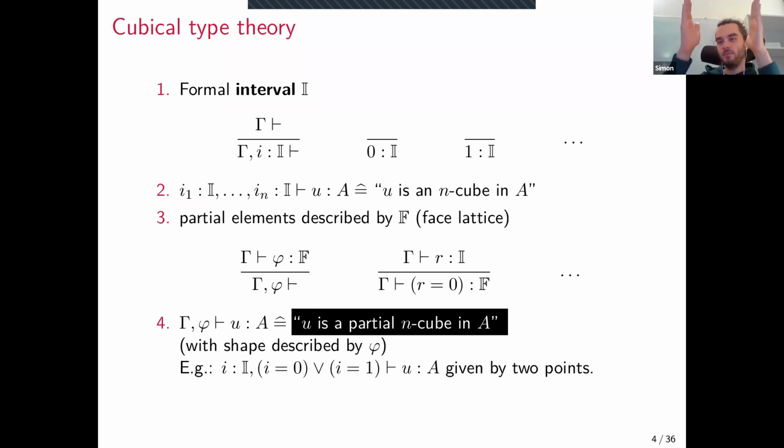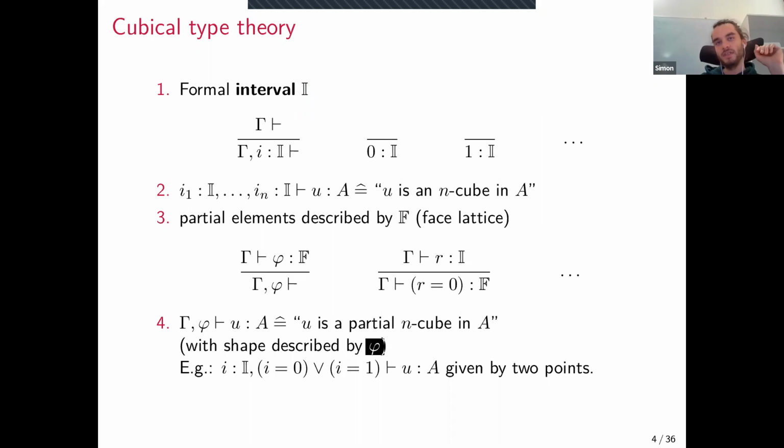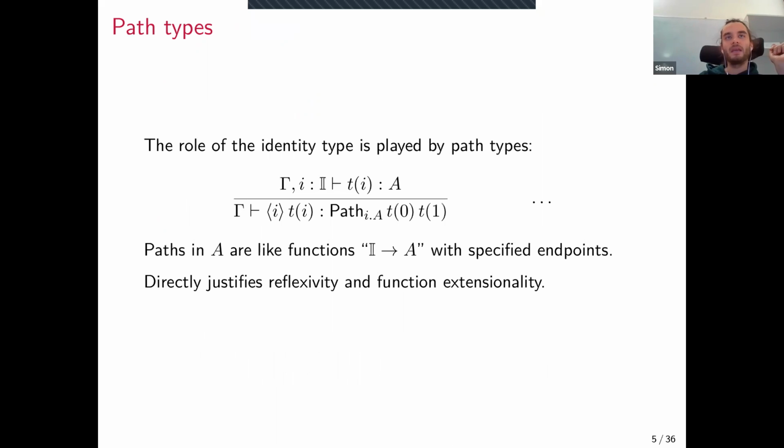So you only give particular sides of a cube. And the shape of what you have to give is described by, well, I call these also formulas, by these formulas phi. So for example, if phi is i equals 0 or i equals 1, this would just be the union of 2 points. So to give such a gadget will be to give 2 points. And then with this interval, we can also introduce the path type.